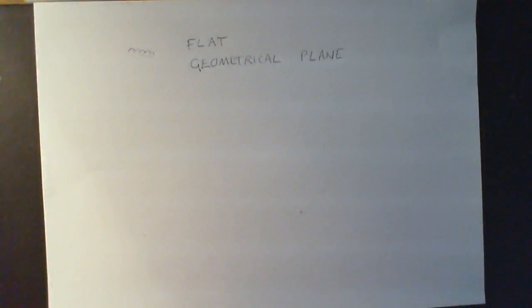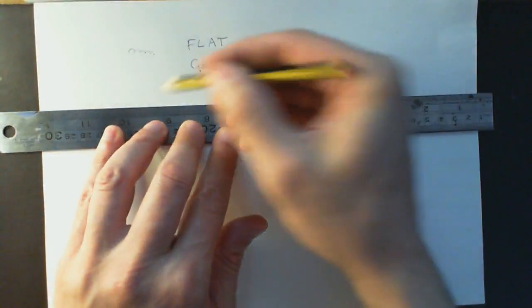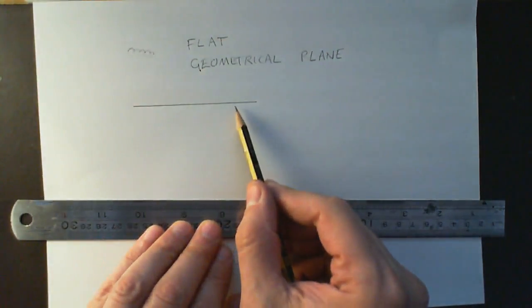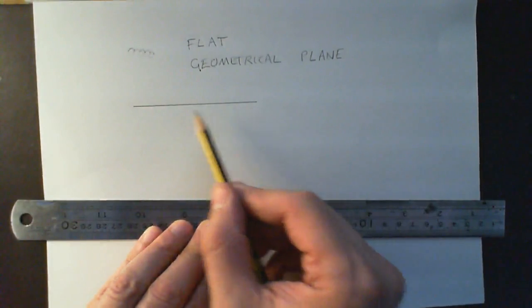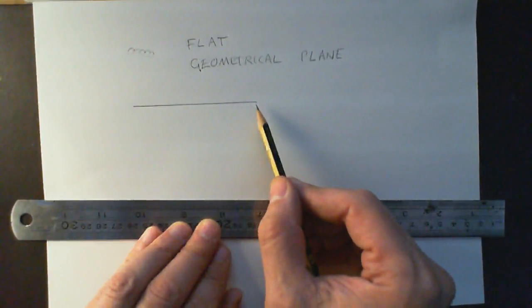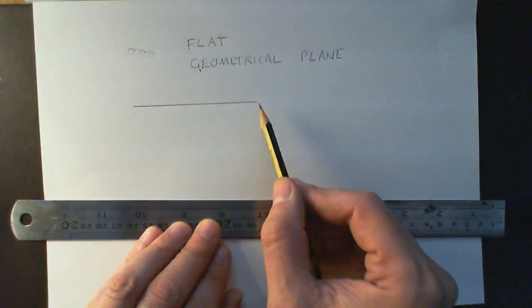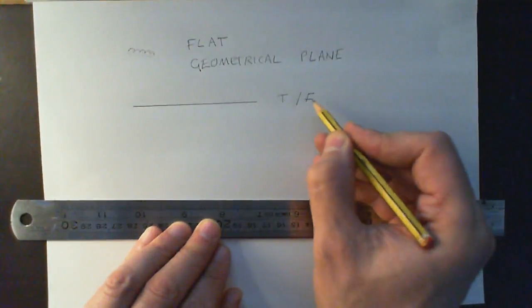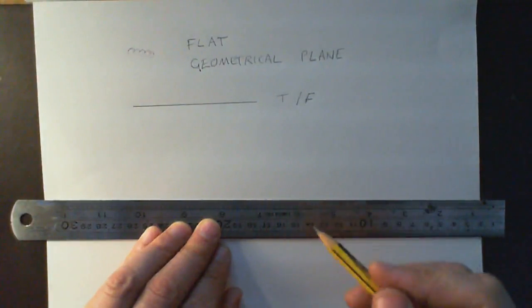So I'm going to ask some questions now, and I'm going to ring the bell, and I want you to note whether the question is true or false. Right. So I'm going to draw a line. Here it is. Now, this line lies on a surface, and it lies entirely on the surface in all parts. This surface is a geometrical plane. Is that true? Or is it false?